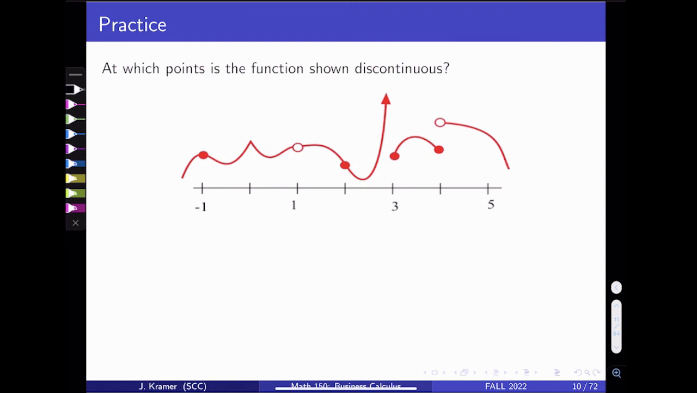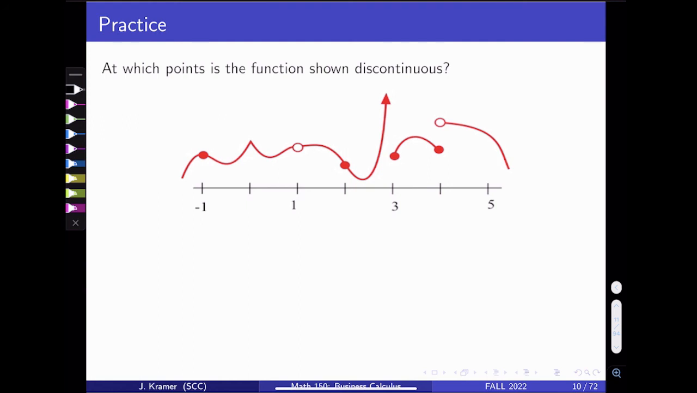There are two types of discontinuities that we'll see. One would be holes, also known as a removable discontinuity, and the other would be a jump discontinuity. Another way you can think of continuity is that once you put your pen down and you don't pick it up, that would be continuous. Wherever you have to pick up your pencil to continue the graph, that would be a discontinuity.